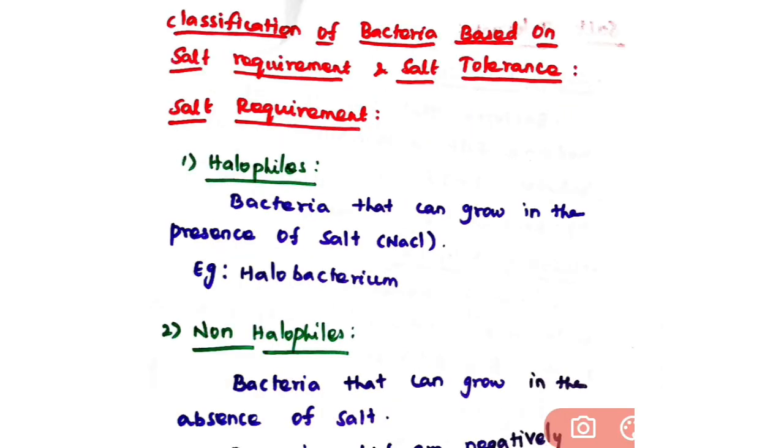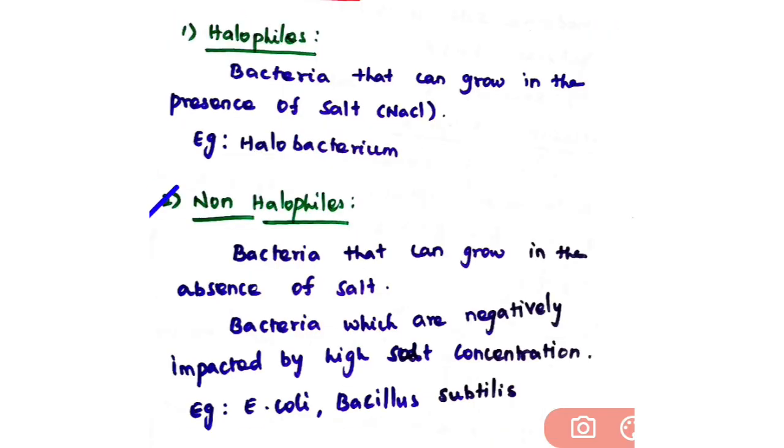Next one is classification of bacteria based on salt requirement and salt tolerance. Based on salt requirement we can classify bacteria into 2 types. One is halophiles and second one is non-halophiles. Halophiles are salt loving bacteria which can grow in the presence of salt, that is sodium chloride. Example Halobacterium.